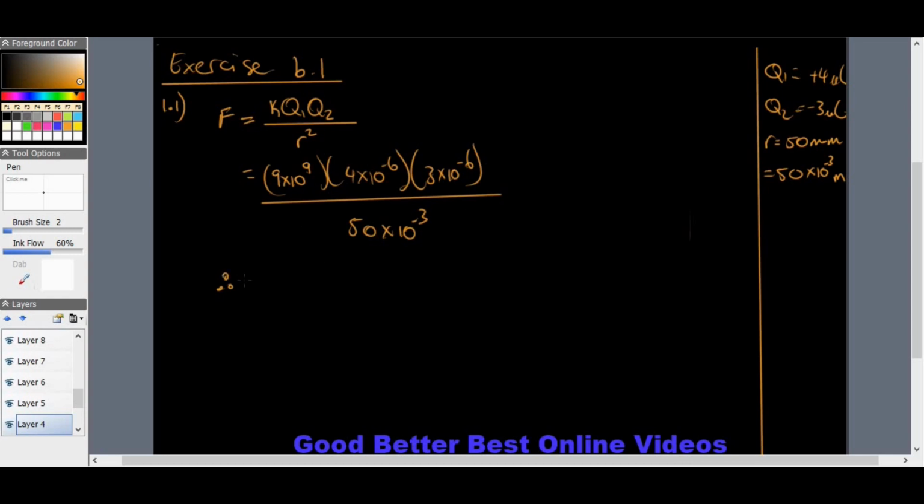And therefore, the electrostatic force between the two spheres. Oh, sorry, I forgot to square it. Got to square that. The electrostatic force between the two spheres is 43.2 newtons, rounded off to one decimal place. 1.2, is the force attractive or repulsive? Well, we can definitely see one was positive and one was negative, so we definitely know that that is a force of attraction. Or we could have written it and said attractive force.